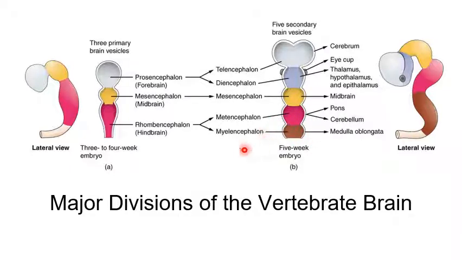The myelencephalon is also called the medulla. The metencephalon contains the pons and the cerebellum. The mesencephalon is the midbrain. The diencephalon contains the thalamus, the hypothalamus, and also the epithalamus. And the telencephalon is the cortex or the cerebrum. So these are the 5 major divisions, and they are based on the swellings or vesicles in the development of the embryo.